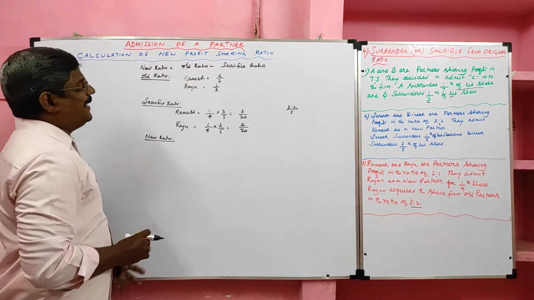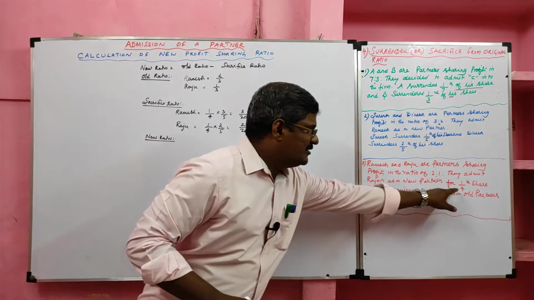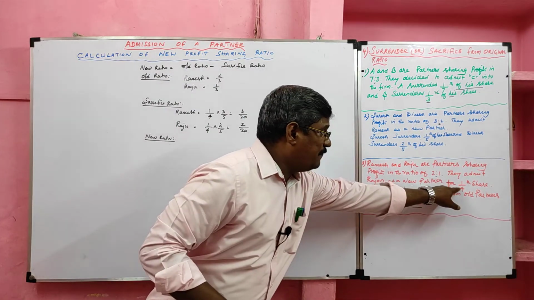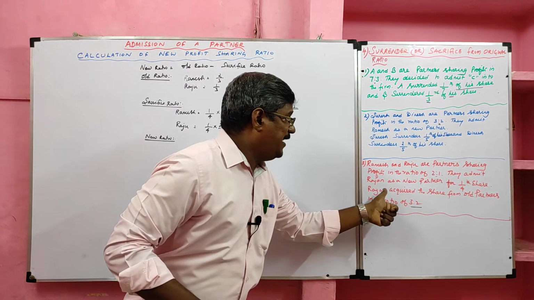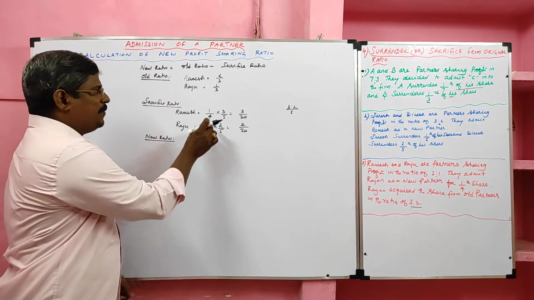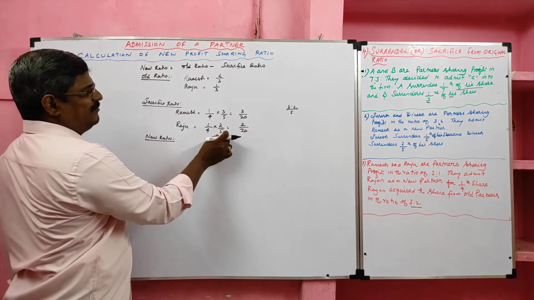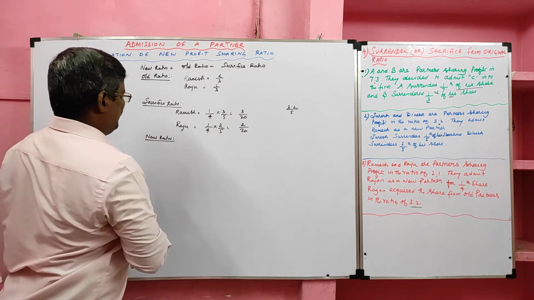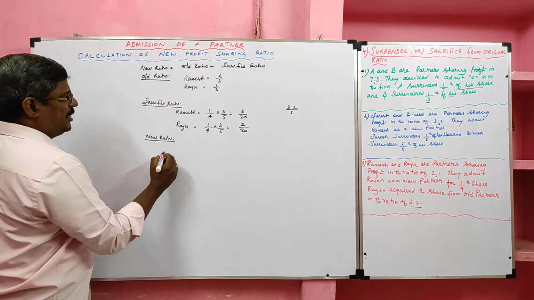2/20. Students, once again, the new partner is getting how much? 1/4. This 1/4 is shared by Ramesh and Raju in 3:2. So the new partner's share is taken from them in unequal sacrifice, and we get the sacrifice ratio. Now we are going to calculate the new ratio.